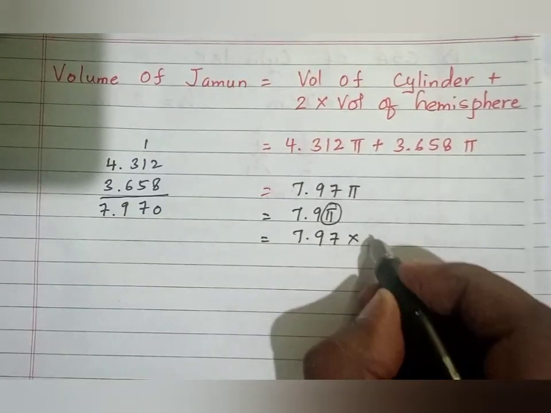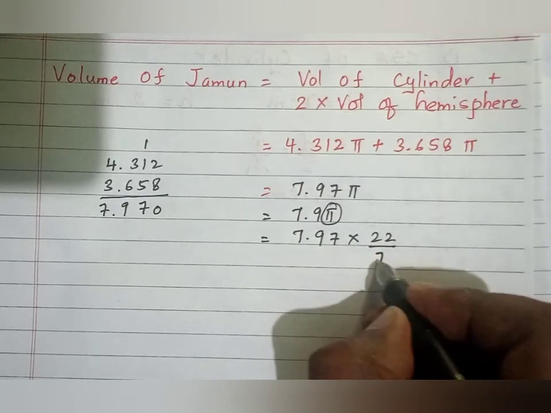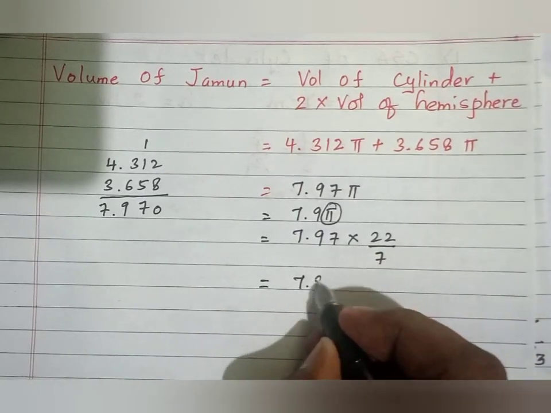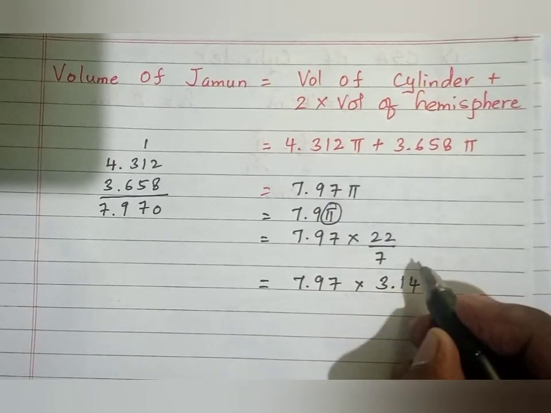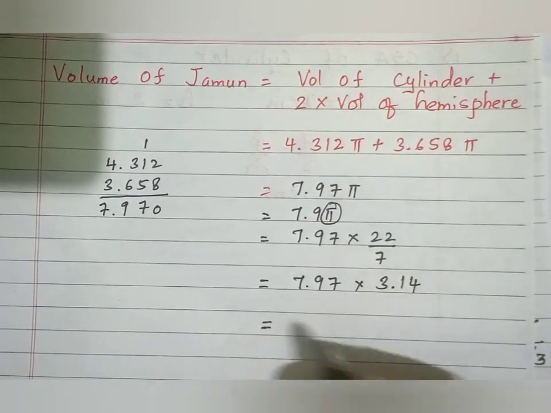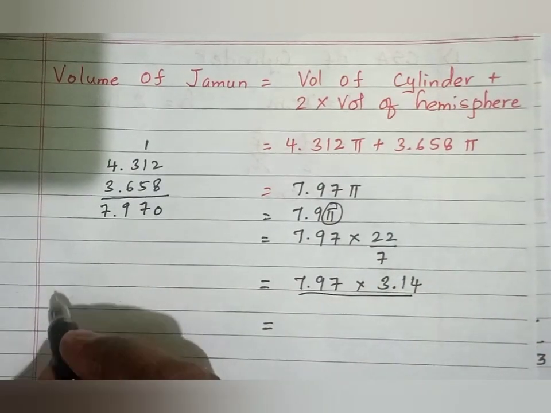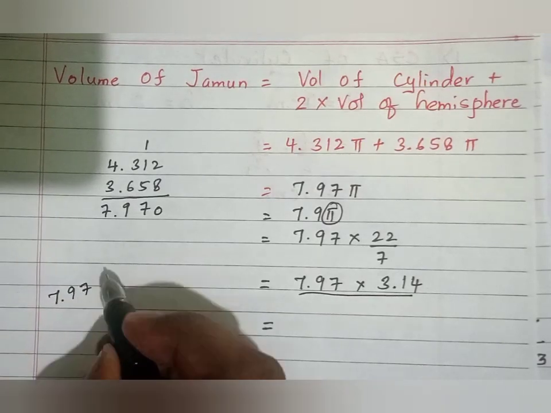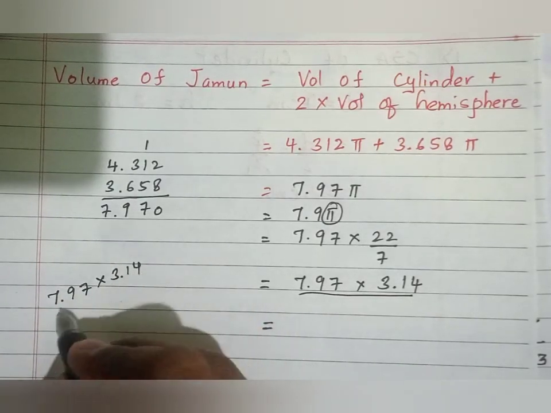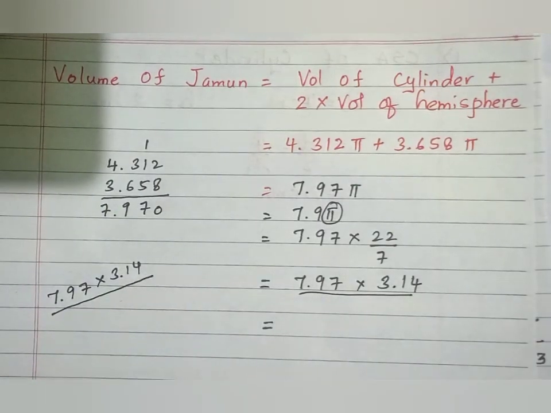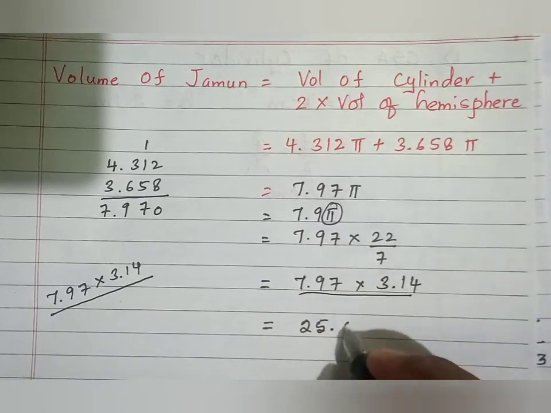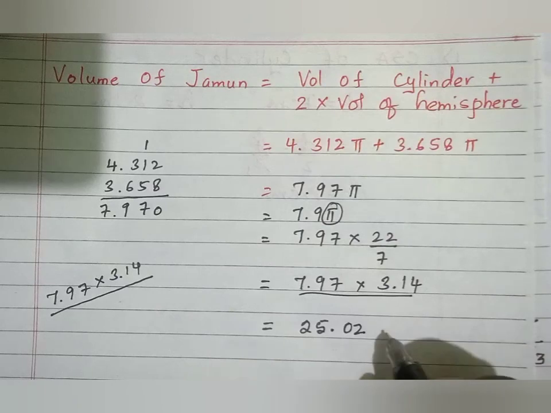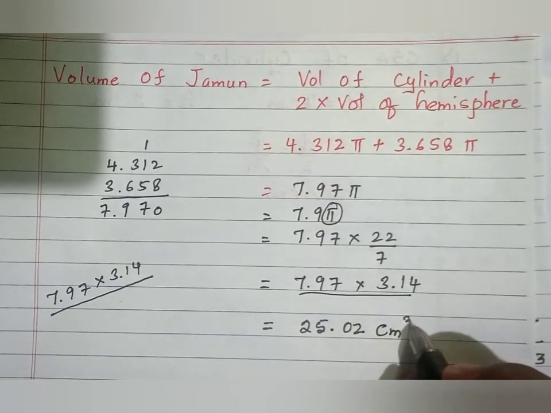Now I'll substitute the value of pi. 7.97 into 22 by 7. So multiply 7.97 into 22. Otherwise substitute the value of pi as 3.14, then multiply with 7.97. So 7.97 into 3.14, if you multiply, we'll get 25.02 centimeter cube. So volume of gulab jamun is 25.02 centimeter cube.